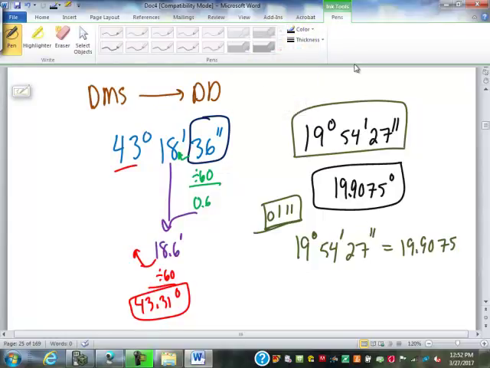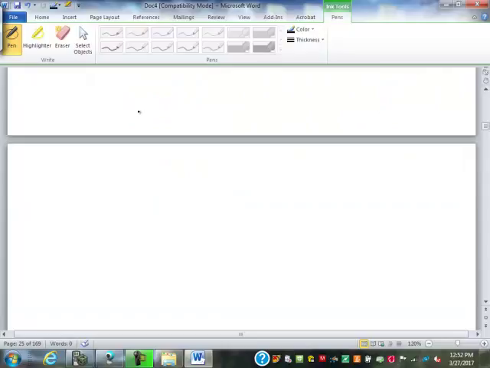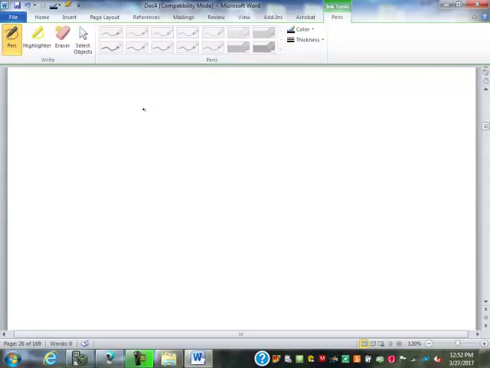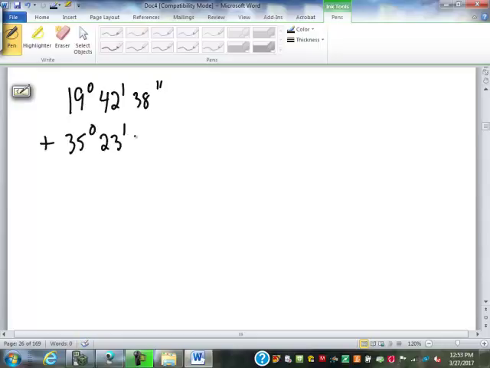So we can convert back and forth. Our next step is to do operations. We started off the semester reviewing operations with feet and inches and stuff like that. It's the same type of concept here. We just have to remember that our conversion factors are 60s instead of 10s or 12s or whatever. So if we have 19 degrees, 42 minutes, 38 seconds, and I want to add 35 degrees, 23 minutes, 47 seconds to that, as always, I start on the right and I work my way back to the left.